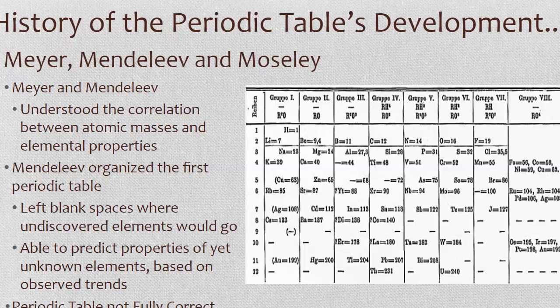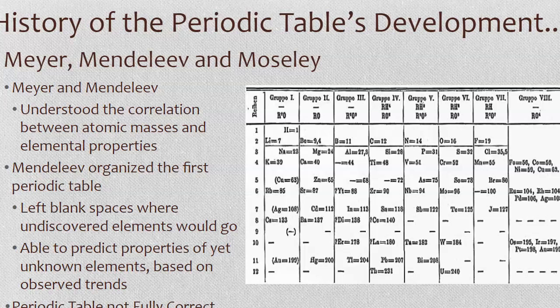Mendeleev organized the first periodic table that showed it as it was. He left blank spaces where undiscovered elements were going to go, and he spent his life knowing the periodic table. He knew it so well that he was able to predict properties of elements that hadn't been discovered yet, simply based on the observed traits of the other elements.